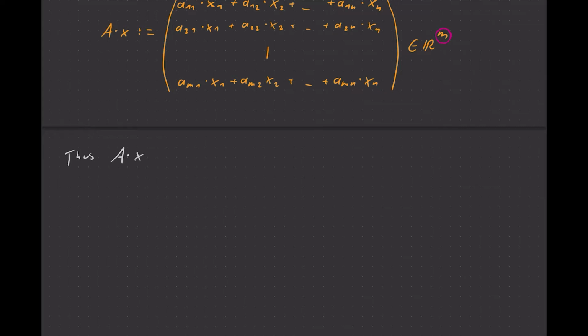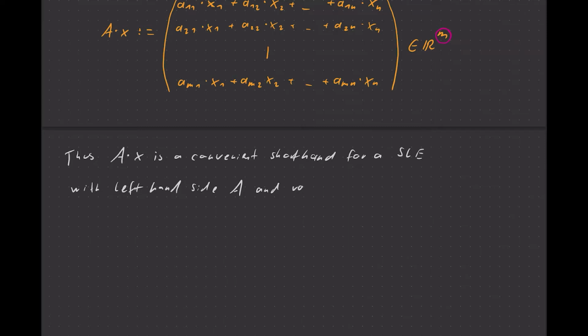Thus, A times x is a very convenient shorthand for a system of linear equations with left-hand side A and variables vector x, vector x1 to xn.